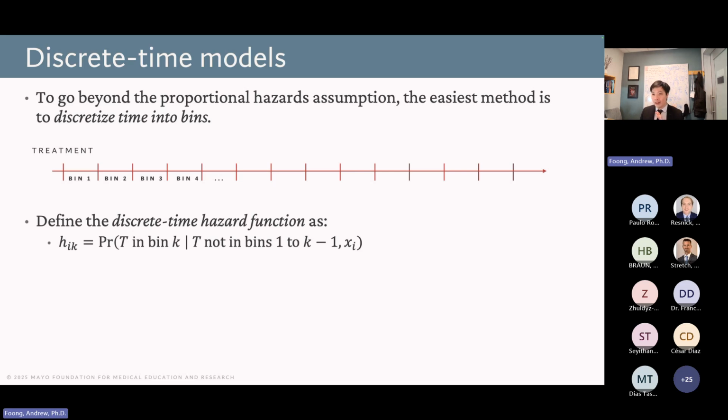And now we need to define a discrete time hazard function. So previously when we were talking about hazard functions, they were all continuous time functions.